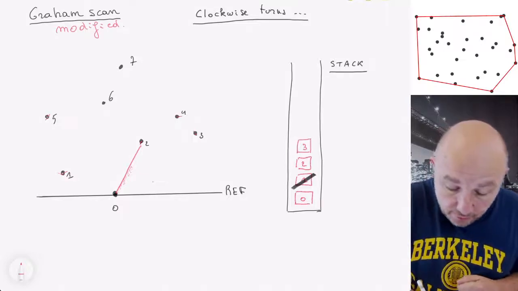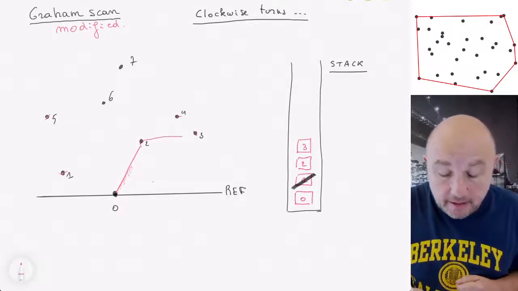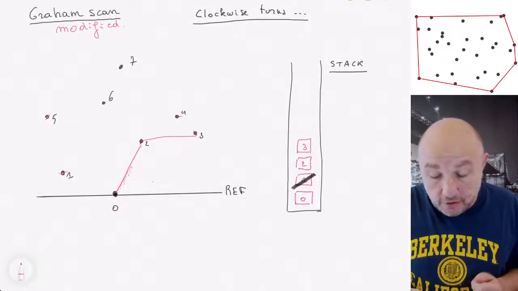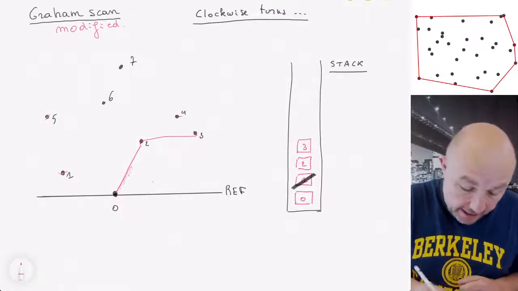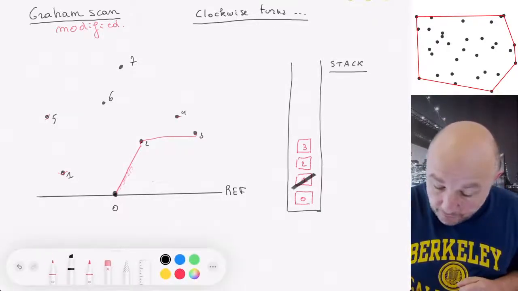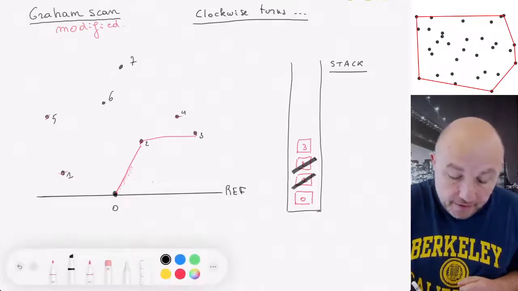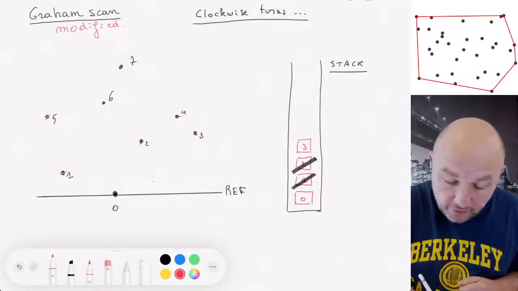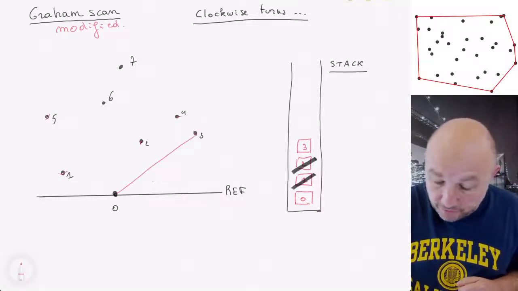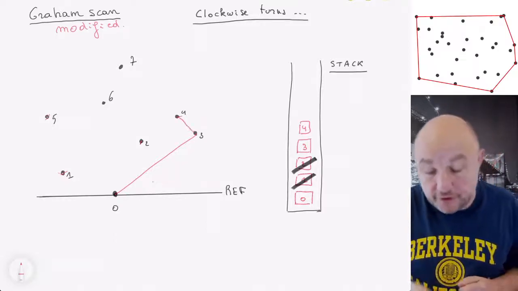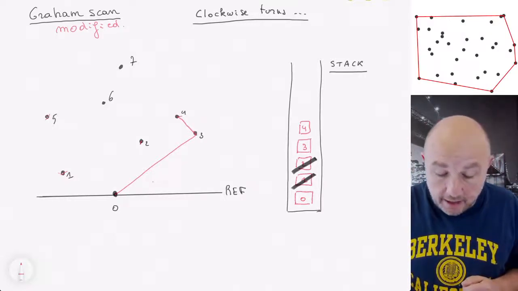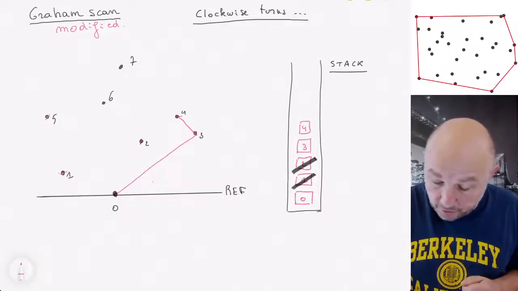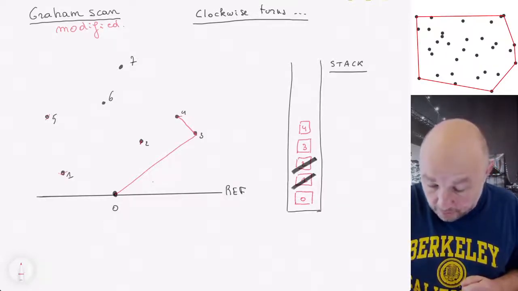Okay, and 0, 2, 3, is it correct? No, it turns clockwise. So again, we remove 2. Geometrically it means we remove those 2 segments and replace them by that, so we have 0, 3, and then we go to 4. And of course 4 is okay. It turns counterclockwise. We look at 0, 3, 4, it is counterclockwise, then we put 5.